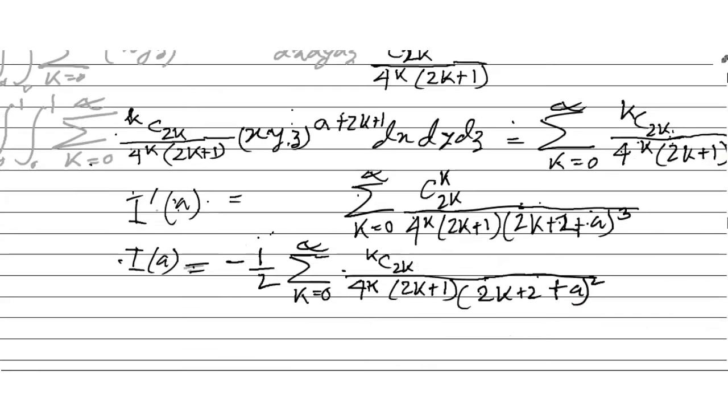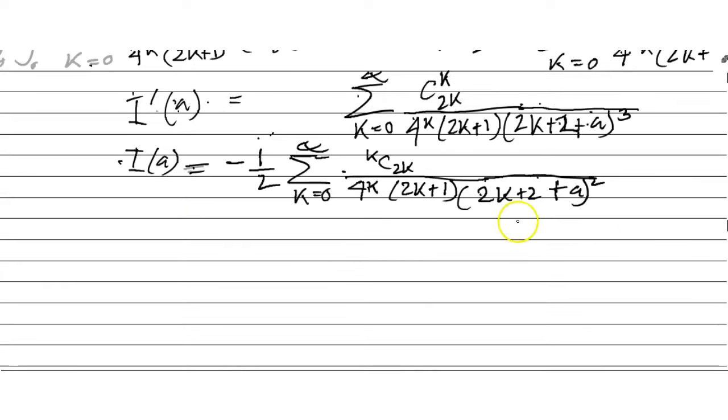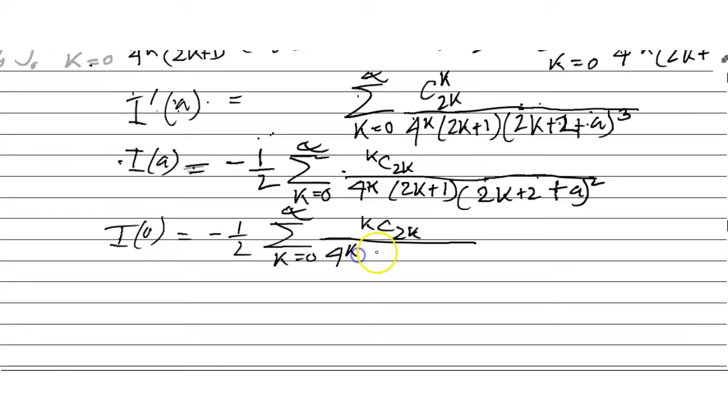So I can write this way. I0 is equal to minus half summation k equals to 0 to infinity kc2k divided by 4 to the power k, 2k plus 1 into 4 into k plus 1 whole square.